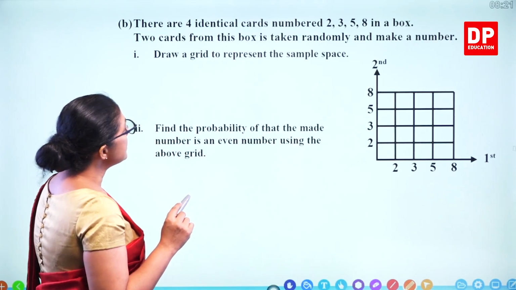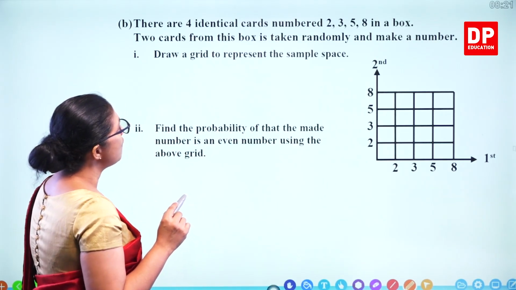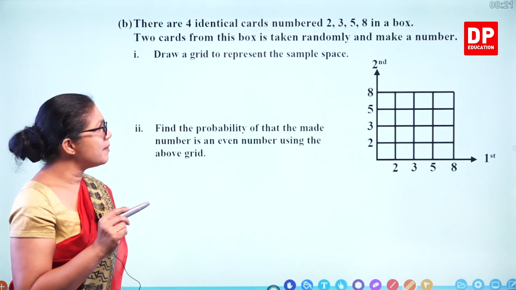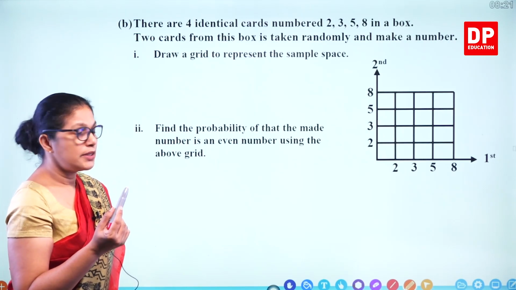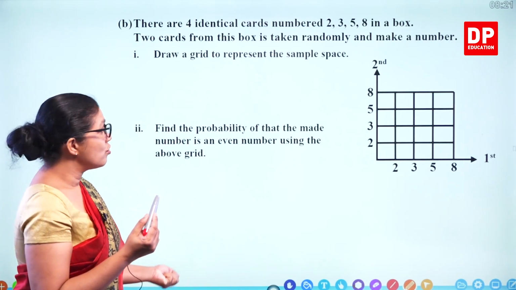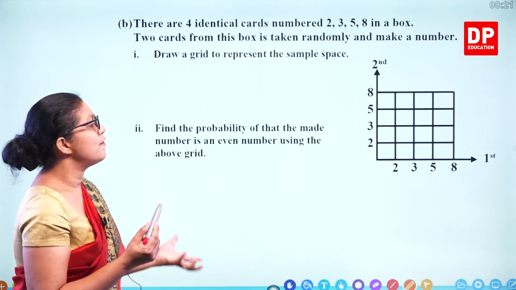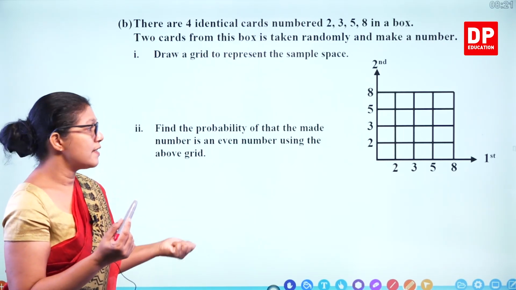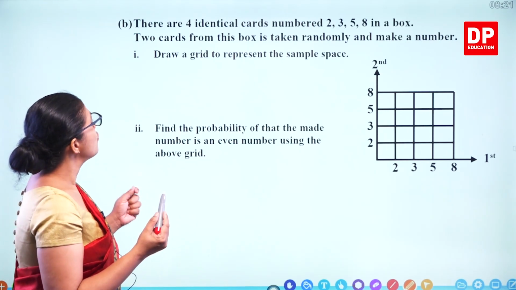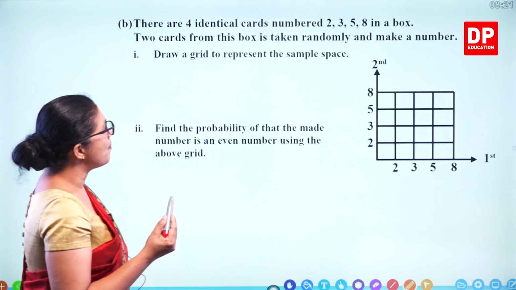There are 4 identical cards numbered 2, 3, 5, 8 in a box. 2 cards from this box are taken randomly and make a number. So that means not replacing. So you can't take number 2 again. If you take 2 as the first one, you can't take 2 again. So draw a grid to represent the sample space.